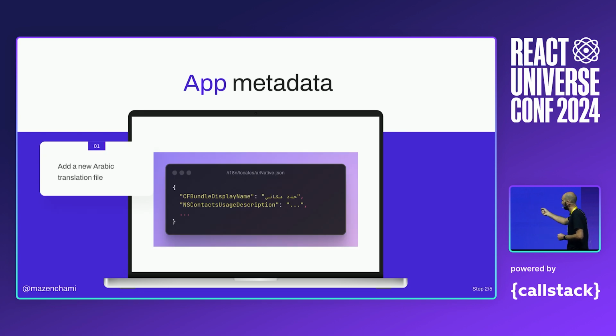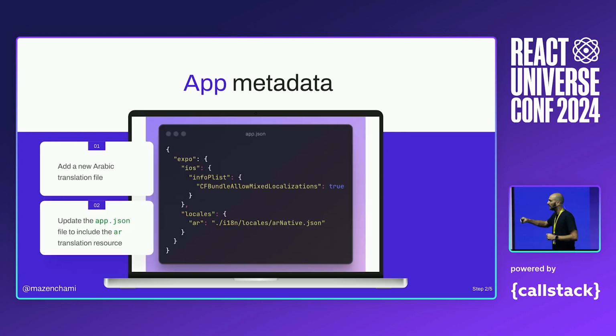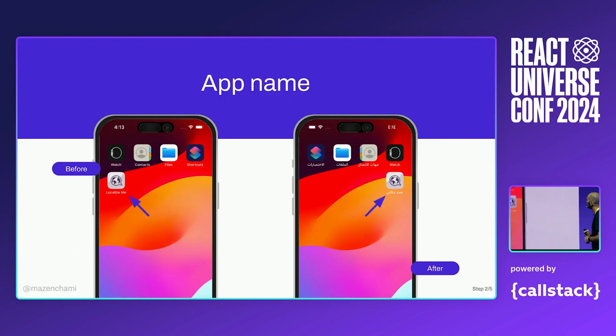So we'll set up our CFBundleDisplayName to give us our name, and then all the other usage description stuff for our Info.plist. We'll also update our app.json. Again, we're within the Expo ecosystem here to handle this. Once we do this and build, hopefully you can see this in the back, but you'll see on an English device, we have our Localize Me app. On our Arabic device, we have Haddid Makani, which is it in Arabic also.